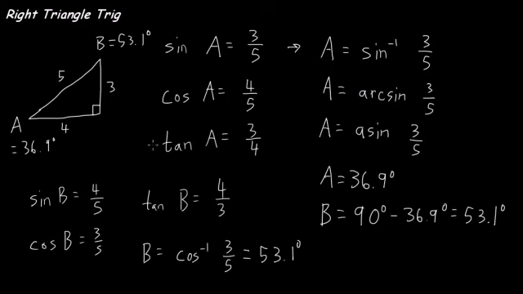So you've got to be able to work with these trig functions both in the forward direction and in the backward direction. So be able to take the sine of an angle or take the inverse sine of a ratio to get the angle. Same goes for cosine, same goes for tangent.